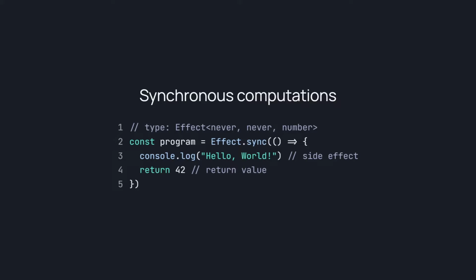Here, this effect represents a program that when run will log to the console and return a number. It's important to note that sync always returns an effect with an error of type never. This is because the function passed to it should be guaranteed to never throw.